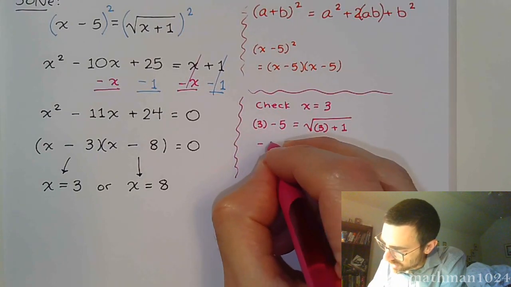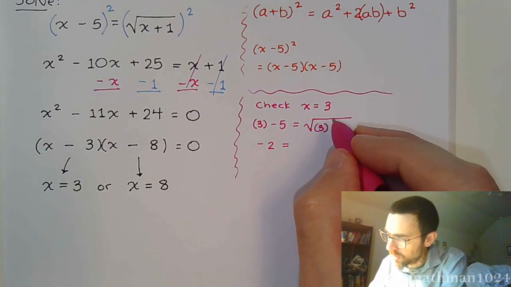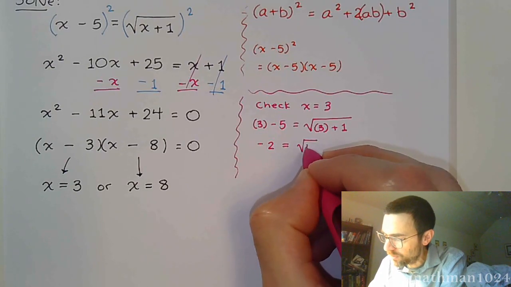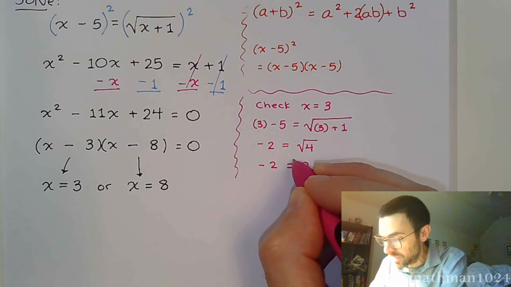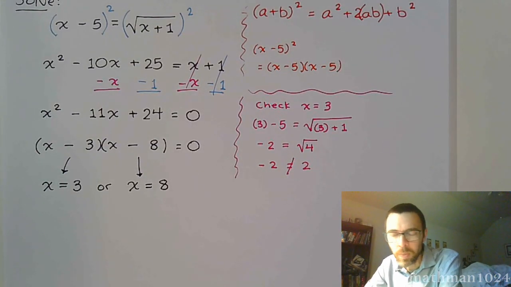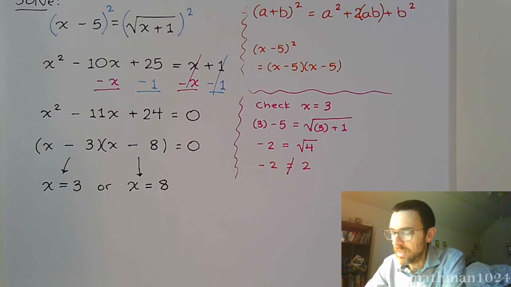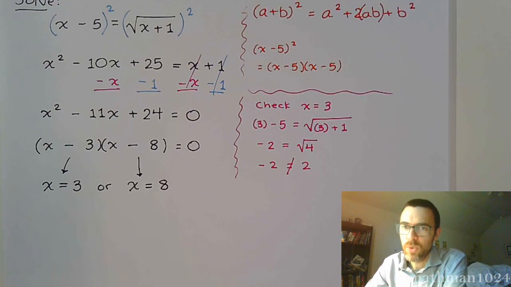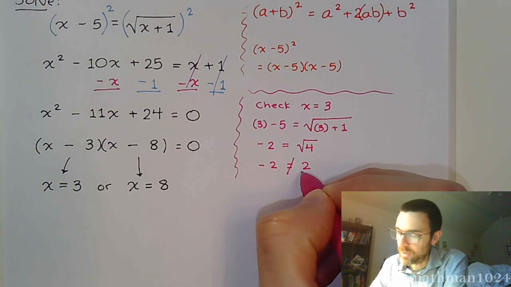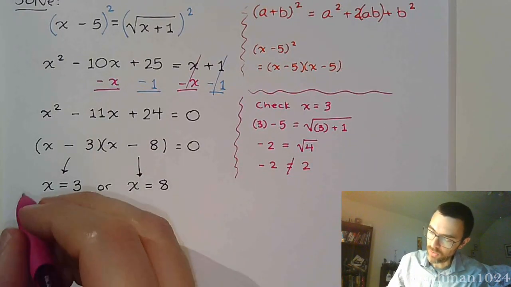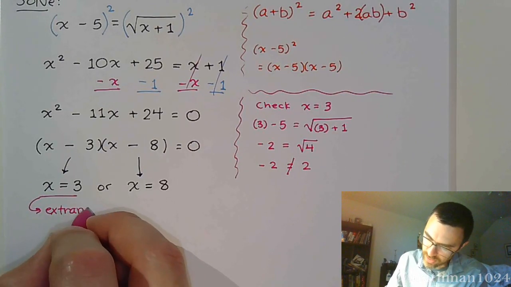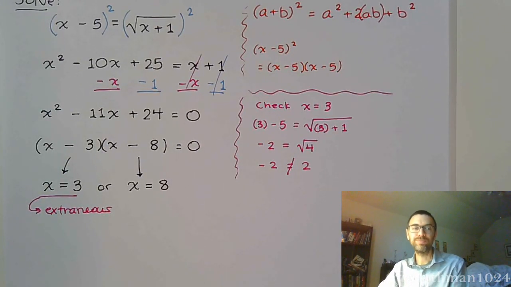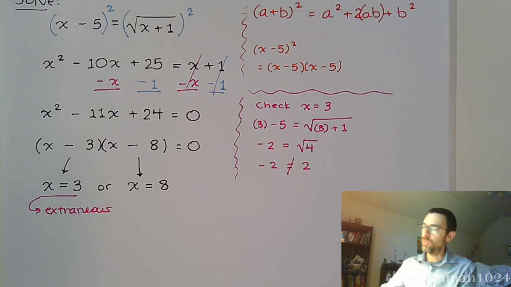Alright, so 3 minus 5 is negative 2. The square root of 3 plus 1, that becomes the square root of 4. And this is where we have issues, because negative 2 does not equal 2. See, remember when we have the square root sign, that is the principal positive square root. I know that 4 has 2 square roots, but when I use this sign, I'm only getting the positive one. And these guys are not equal. So this guy right here is another example of an extraneous solution. It doesn't work. Well, you know what? We better check the other guy.